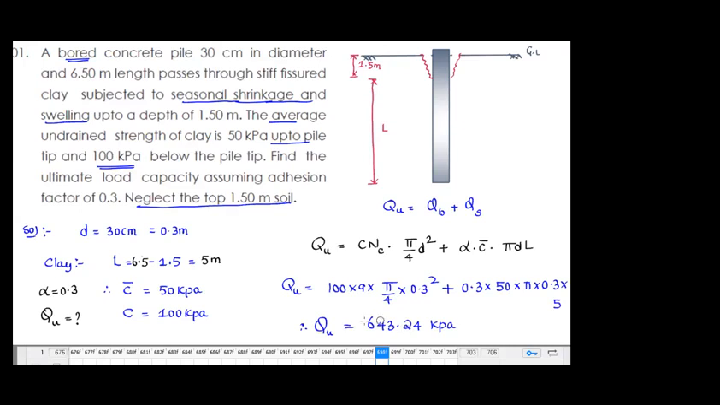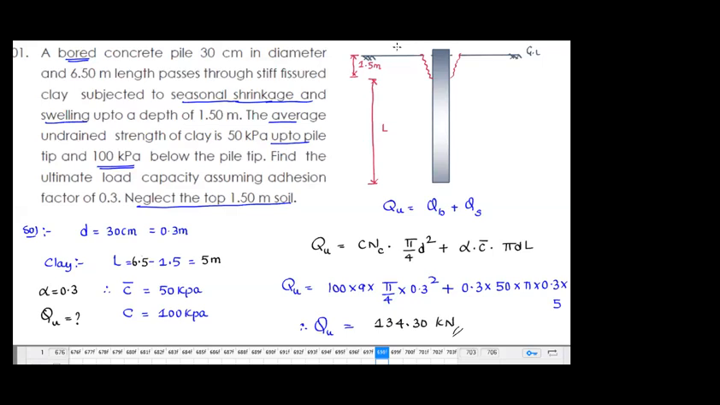Yes. I'm sorry, the answer is 134 only. 134.30 kilonewtons. That's it. Now, this is nothing but question number one. This is very simple, right? I just have to apply this.